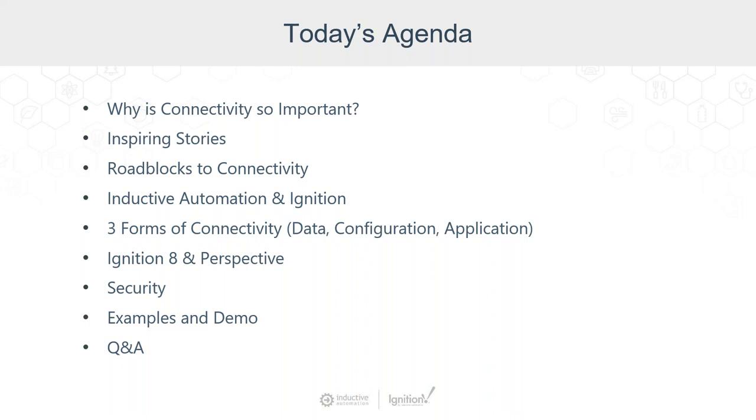We have three different forms of connectivity. This webinar is about general connection and the importance of connectivity, but it also includes details about our software. We'll be talking about the latest version of Ignition and the Perspective module, which allows for web-based visualization and the ability to quickly build mobile devices and web interfaces. We'll talk about security because security is paramount for all of these systems, give some examples of architectures and a demonstration of everything we're talking about, and then follow it up with a Q&A.